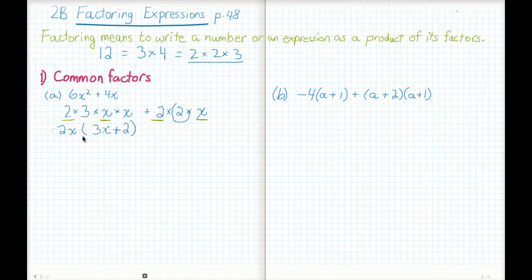And now we have 6x squared plus 4x, this expression here, written as a product of these two factors. Remember that product is the answer when you multiply. So product always has to do with multiplication. So that's why these two things are multiplied together, and that's why they're products. So that would be your final answer, 2x times (3x plus 2).